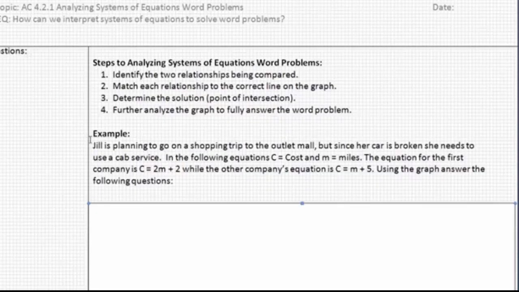In our example today, Jill is planning to go on a shopping trip to the outlet mall, but since her car is broken, she needs to use a cab service. In the following equations, C equals cost and M equals miles. The equation for the first company is C equals 2M plus 2, while the other company's equation is C equals M plus 5. Using the graph, answer the following questions.